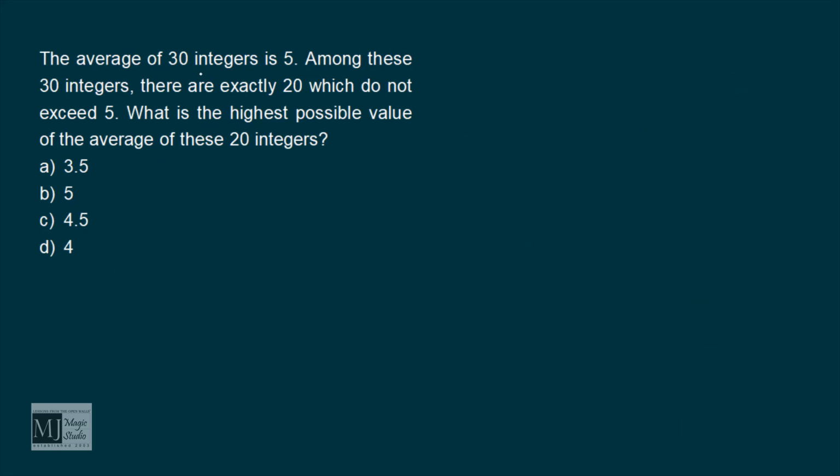The average of 30 integers is 5. First thing first, the average of 30 numbers is 5. That means the total should be 150. Among these 30 integers, there are exactly 20 which do not exceed 5. So we have 20 of them, and these values are less than 5, or maybe equal to 5, but not greater than 5. What is the highest possible value of the average of these 20 integers?